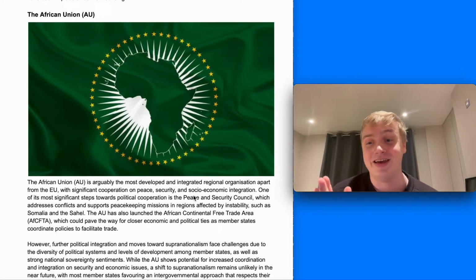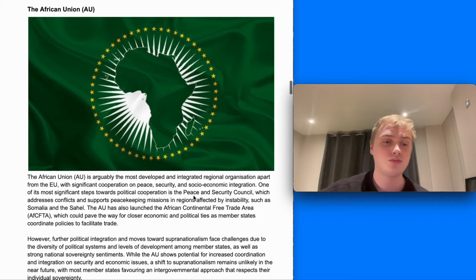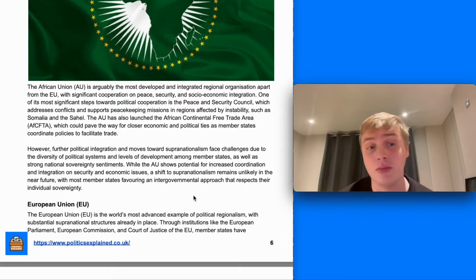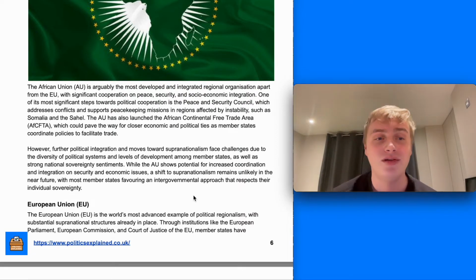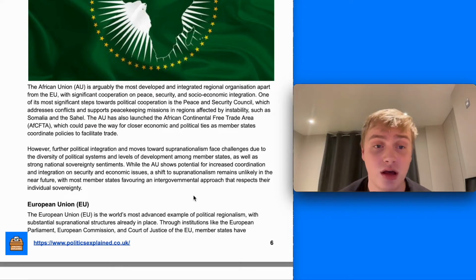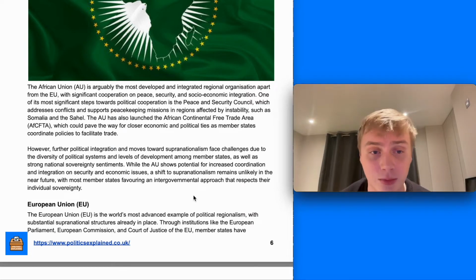The answer largely, as you'll see, is that there are few prospects at the moment, it looks like. The African Union is the most developed and integrated regional organisation apart from the EU, politically at least, not economically, with significant cooperation on peace, security and socio-economic integration. Crucially, key to this is the Peace and Security Council, which addresses conflicts and supports peacekeeping missions in regions affected by instability, such as Somalia and the Sahel.